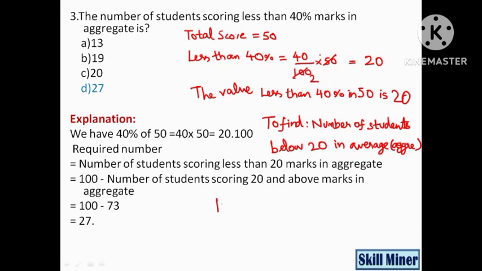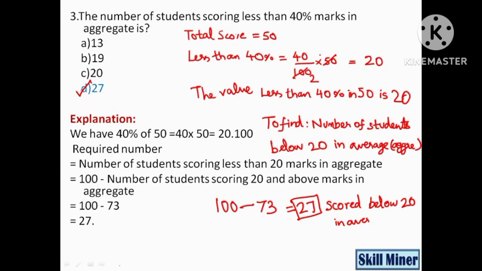Since the total students is 100, in which 73 students scored above 20, the difference will be 27. So these 27 students scored below 20 on average. So option D is the right answer. Now we can move to the next concept.